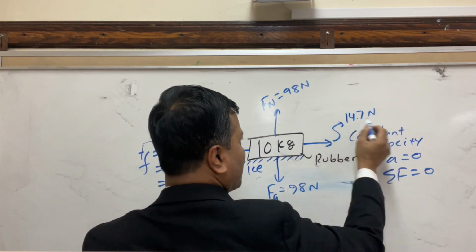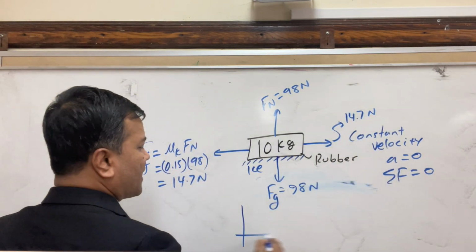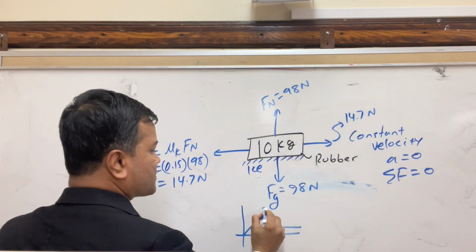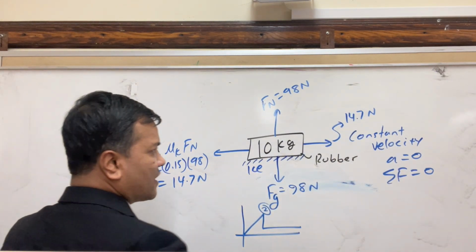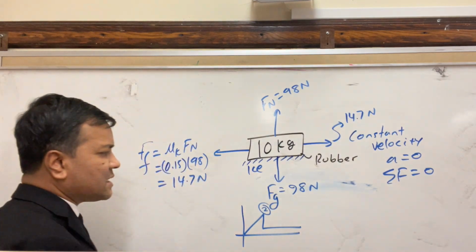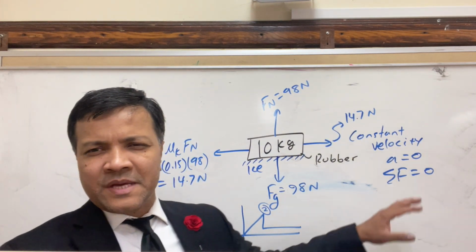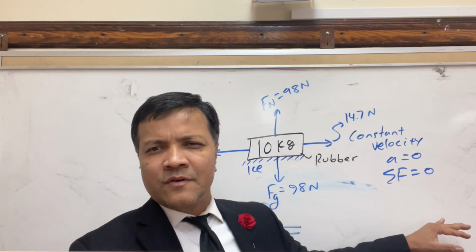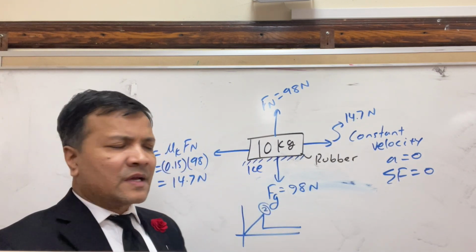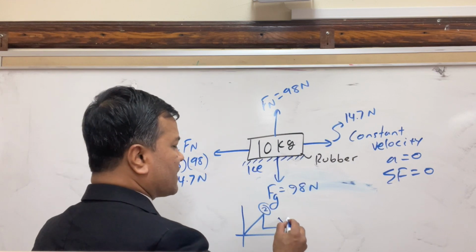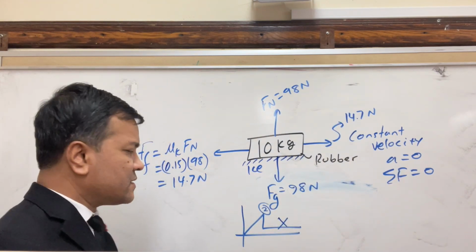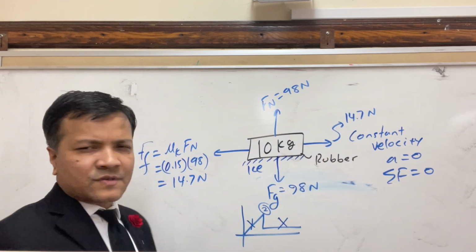14.7 Newton, and only then does it qualify to be location 2. It qualifies to be constant velocity, it qualifies to be Newton's first law, it qualifies to be acceleration is 0, it qualifies to be net force is 0. It doesn't qualify for this reason, and it doesn't qualify for this reason.